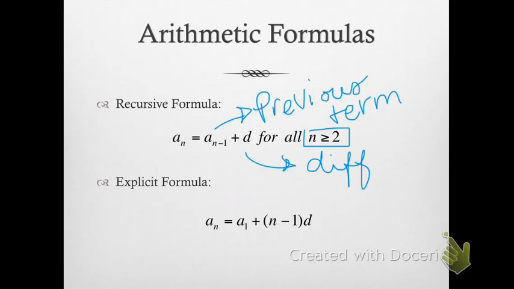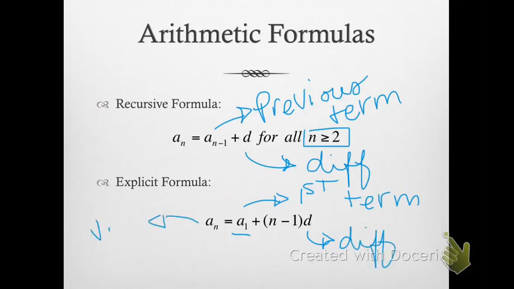For the explicit formula, that helps us find any term in the sequence. All we need to know is the first term and the difference. And then we can find the value at the nth term.